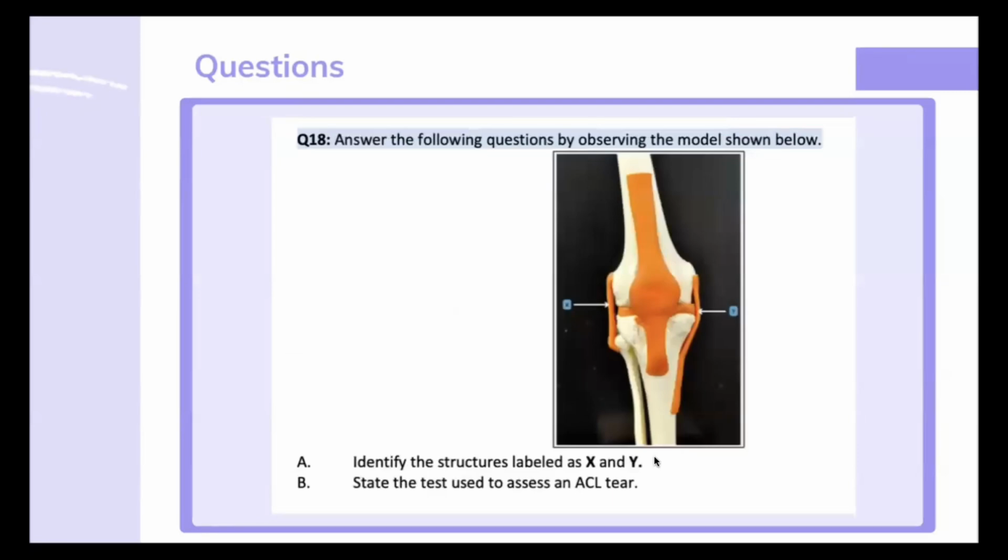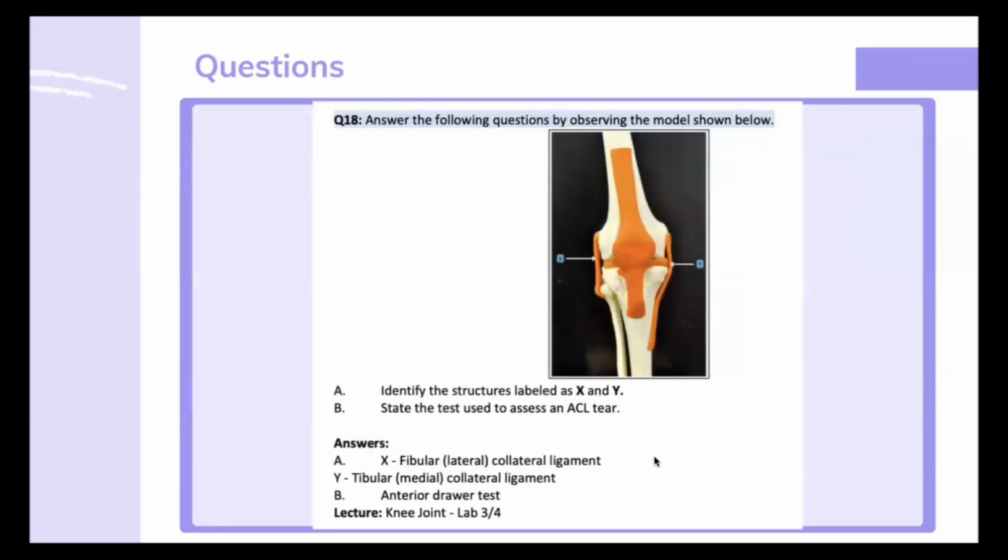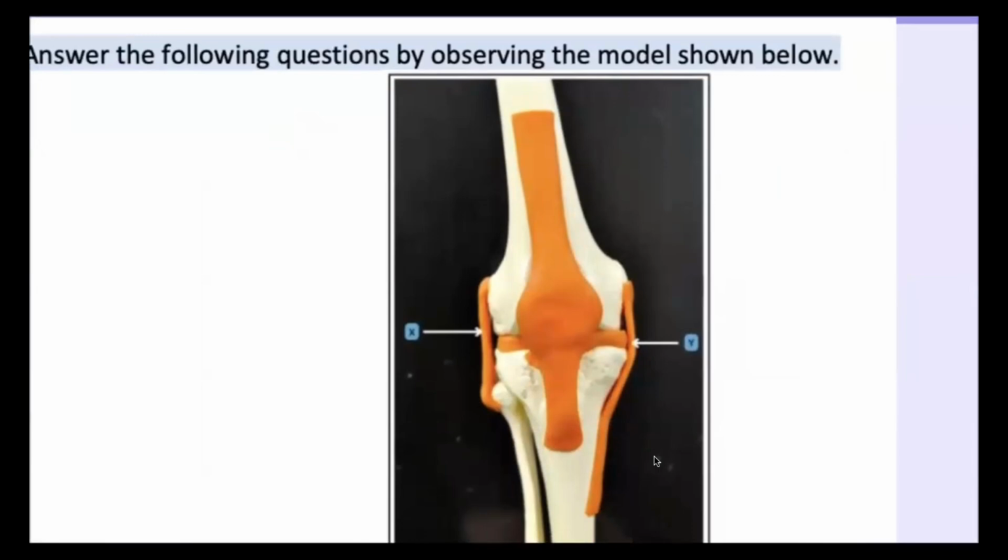And then we come to this question for the knee joint. Think about it and we'll move forward. I hope you can see the labels clearly, by the way, X and Y. This is the femur, this is the tibia, the fibula. So this is lateral, and this is medial collateral ligaments.